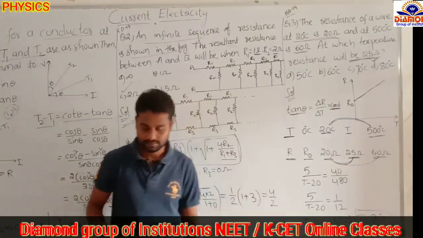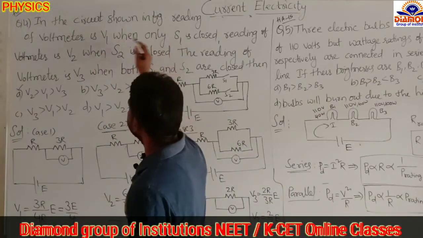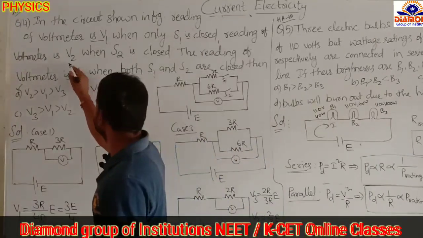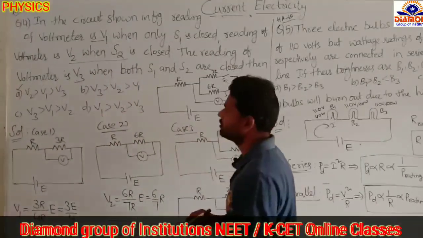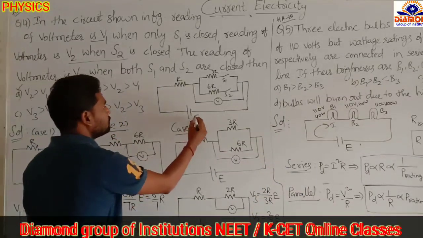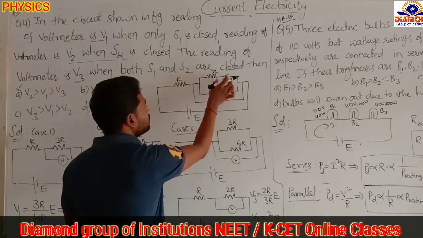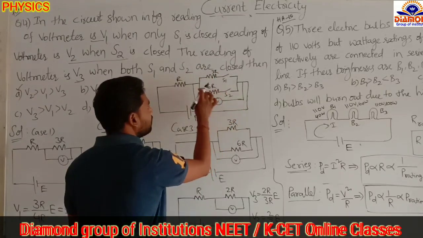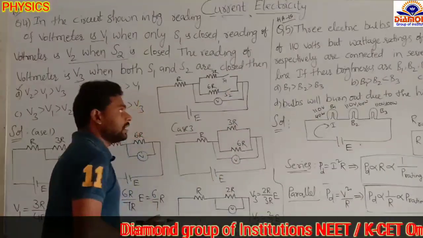Remember the procedure. Next question is the fourth question. In the circuit shown in figure, the reading of the voltmeter is V1 when only S1 is closed. The reading of the voltmeter is V2 when S2 is closed. The reading of the voltmeter is V3 when both S1 and S2 are closed. Then options are given. This is the circuit diagram. So here supply, resistance R, here 3R, 4R. If only S1 is closed, current will flow through the 3R only. If only S2 is closed, current will flow through the 6R only. If both are closed, then current will flow through the 3R and 6R.